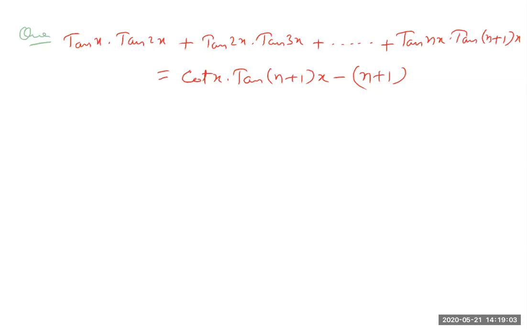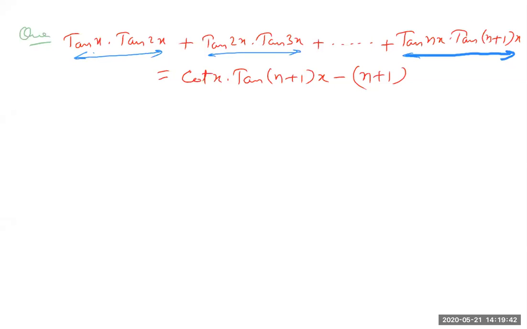See, in this question, the important thing I'm explaining is how to solve. If you observe here, what is the difference between these angles: 2x minus x? Here also, what is the difference? 3x minus 2x. And in the last also, what is the difference? (n+1)x minus nx. That means every time the difference is x. 2x minus x is x, 3x minus 2x is x, (n+1)x minus nx is also x. So the difference is x.